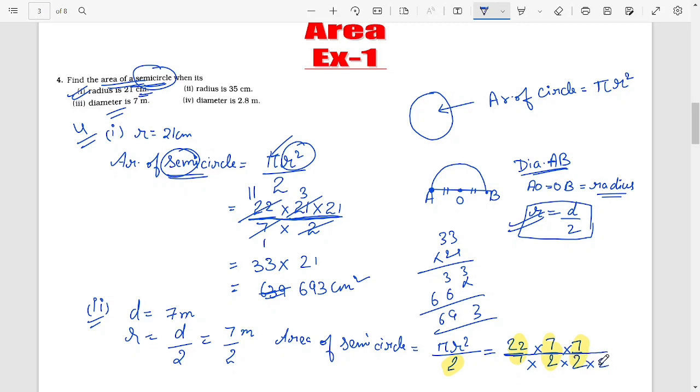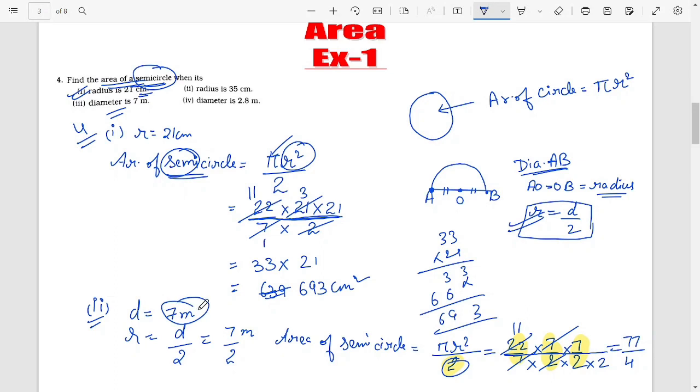We will write one more 2 to multiply here because of this formula. Now 7 in the denominator and 7 in the numerator cancel. 2 and 22 we will cancel with the table of 2: 2 1s are 2, 2 11s are 22. Now nothing will get cancelled. So we will multiply 11 into 7, 77. 2 into 2, 4. So 77 upon 4 is the answer.